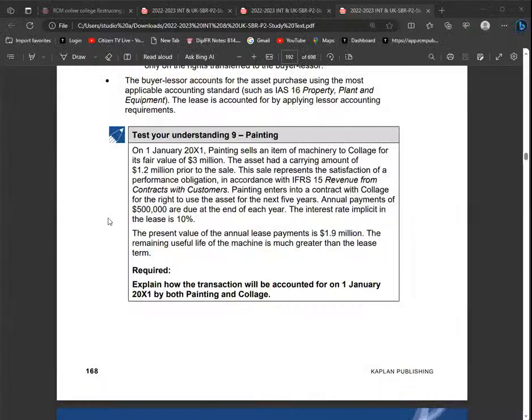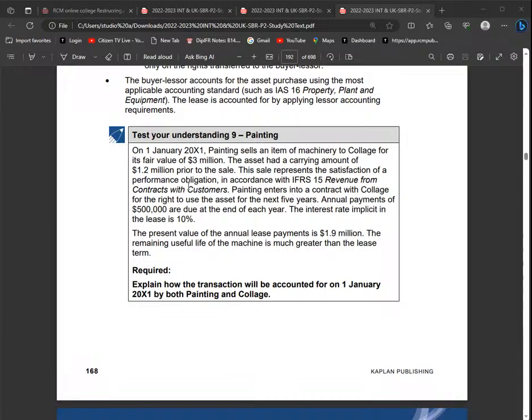So we are told here that on 1st January 2021, Painting sells an item of machinery to College for its fair value of 3 million. The asset had a carrying amount of 1.2 million prior to the sale. So I can see I made some normal profit there of 1.8, 3 minus 1.2. This sale represents the satisfaction of a performance obligation in accordance with IFRS 15, Revenue from Contracts with Customers.